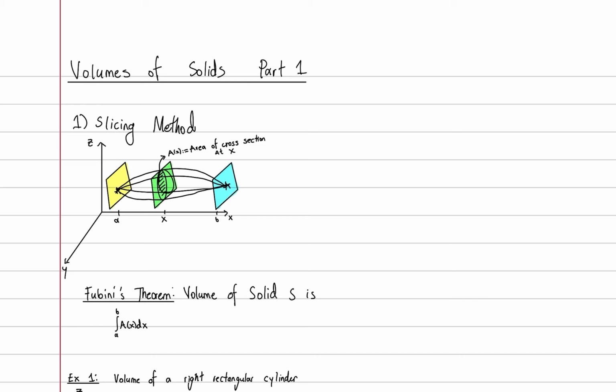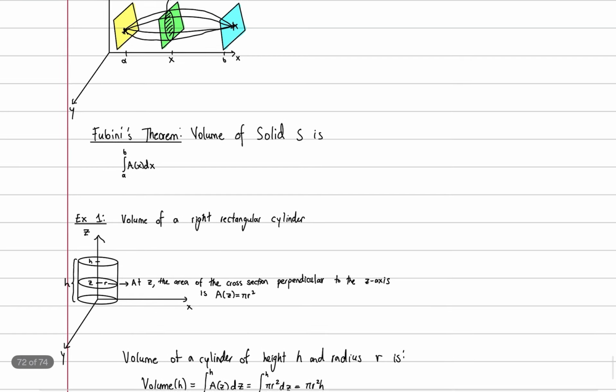And this thing is the cross section. If we can find that area as a function, then we can accumulate it and integrate it from our bounds to get the volume. So the volume is just an accumulation of the area. And that is a very important fact that we're going to use.